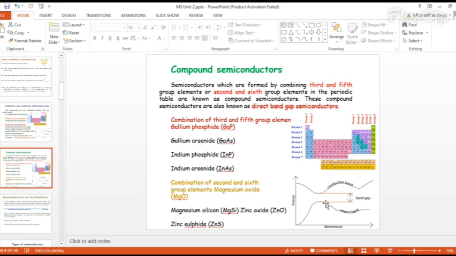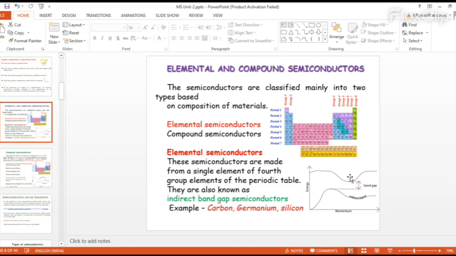The electron transition is from the top of the valence band to the bottom of the conduction band. Whereas in the case of elemental semiconductors, the electron transition is not a linear process. You can see this in the momentum and energy diagram. The top of the valence band and the bottom of the conduction band are located at different positions, so the electrons cannot travel directly from the top of the valence band to the conduction band.